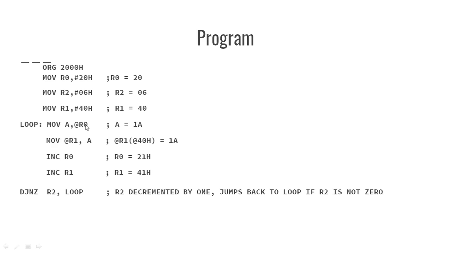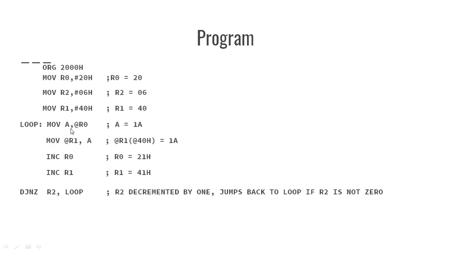So for that, this is the instruction we have written. Move A comma @R0. R0 is 21 now. It is incremented. So whatever I have at that 21 will be given to A, right? And then it will be copied to 41. So we should jump to this line. So write that label here, loop and colon.